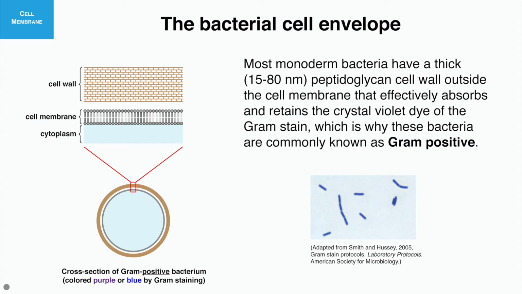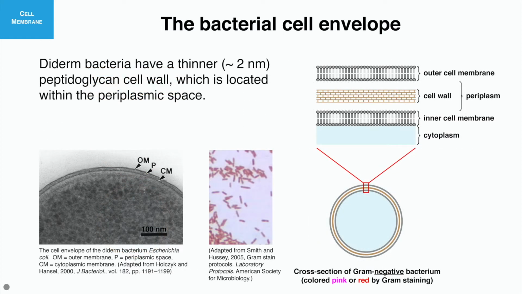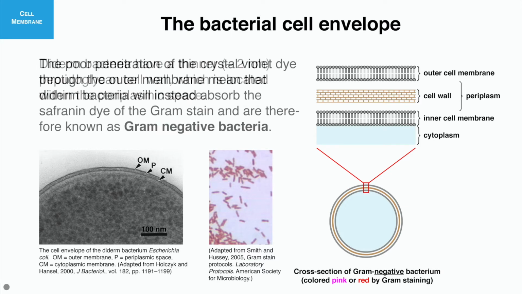Most monoderm bacteria have a thick peptidoglycan cell wall outside the cell membrane that effectively absorbs and retains the crystal violet dye of the Gram stain, which is why these bacteria are commonly known as gram-positive. Diderm bacteria have a thinner peptidoglycan cell wall, which is located within the periplasmic space. The poor penetration of the crystal violet dye through the outer membrane means that diderm bacteria will instead absorb the safranin dye of the Gram stain and are therefore known as gram-negative bacteria.